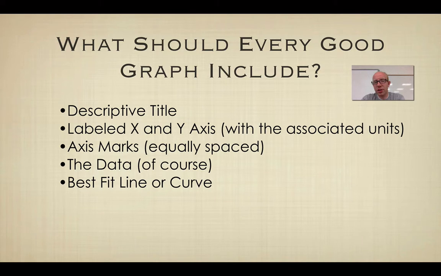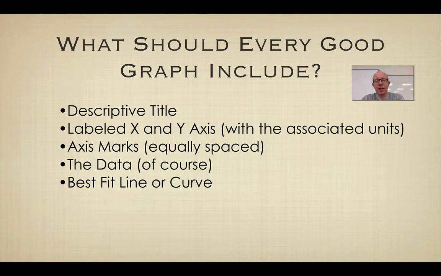Now, conventions are important with graphs to make sure that they look nice, they're easy to read. So this is what I want you to include in every graph in this class. First of all, I want you to include a descriptive title describing what the experiment actually was, not just this lab, but some other description that gives an idea of what we're measuring. A labeled X and Y axis with the associated units also included. That's going to be very important. We'll see what that looks like in a second.